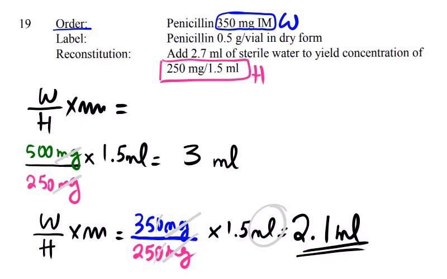So the final wording could be: add 2.7 mils of sterile water to the contents of the vial, or to the 500 milligrams of dry form of the medication, to yield a concentration of 250 milligrams in every 1.5 mils, and inject 2.1 mils.